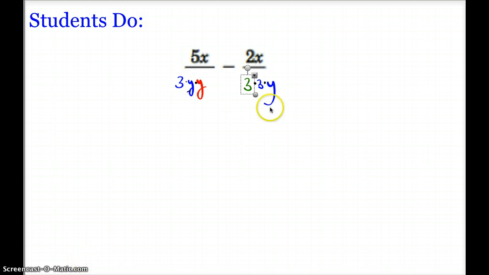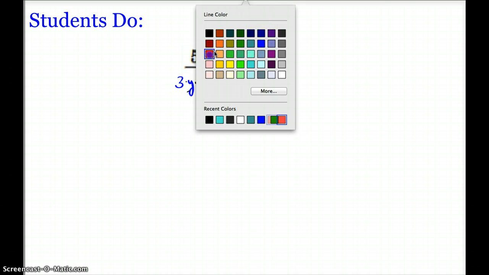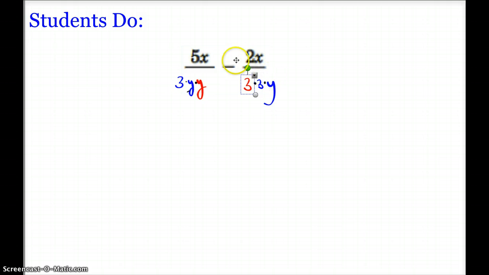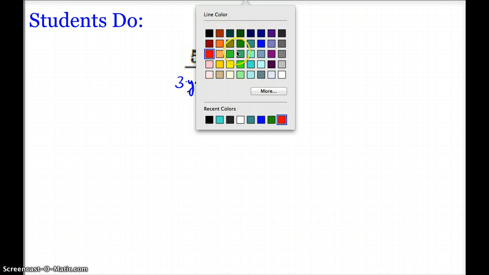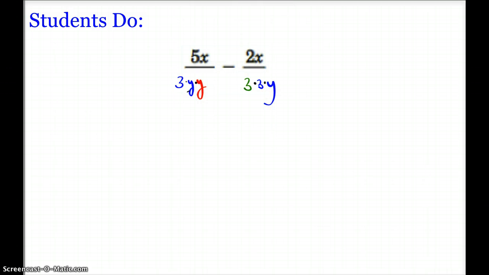So again, blue is what they have in common. Sorry, this one I should change to green. On the right side, it has blue and a green, so it's going to need a red: y over y in the form of 1. Do not say y. It needs y over y, or a 1. On the left, it's going to need a green: 3 over 3. Again, that creates a 1. We'll multiply everything together.